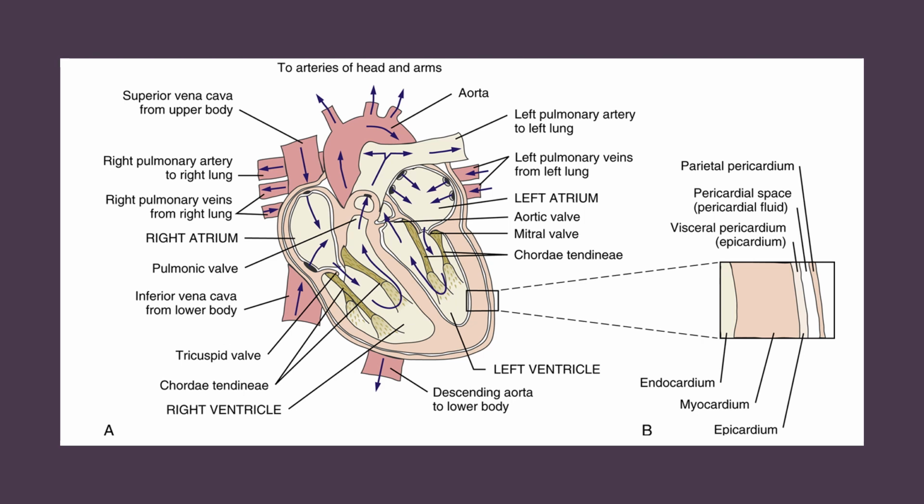The heart wall consists of three main layers: the epicardium, the outer layer composed of connective tissue and epithelium; myocardium, the middle layer, made up of cardiac muscle tissue responsible for contraction; and endocardium, the inner layer consisting of endothelial cells that line the chambers of the heart and valves. This structure and circulation allows the heart to efficiently pump blood throughout the body, delivering oxygen and nutrients to tissues and removing waste products.